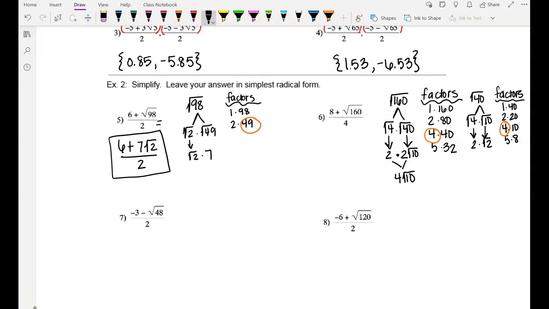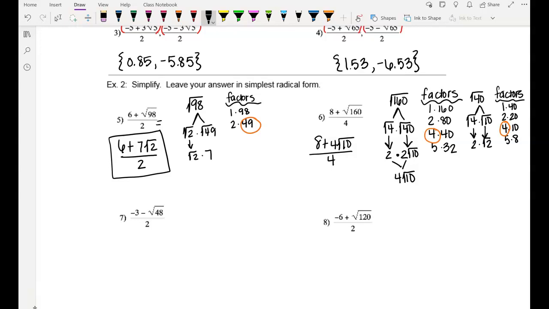So just because you find a perfect square doesn't mean it is the largest perfect square. If we had continued on with all our factors of 160, we would have found that 16 was a factor, and it is the largest perfect square, which gets us the 4 radical 10. So now I have 8 plus 4 radical 10 divided by 4.